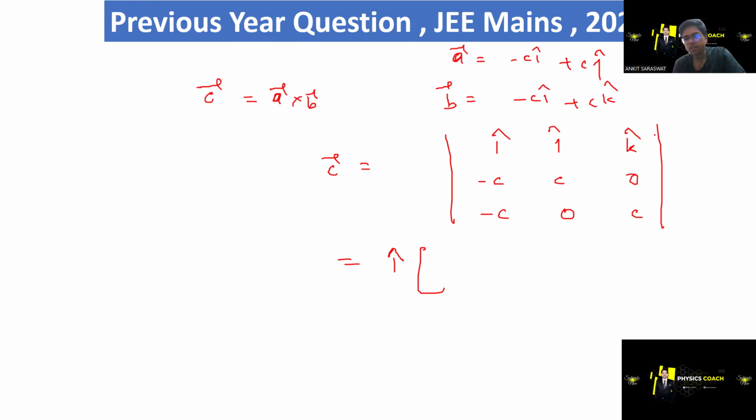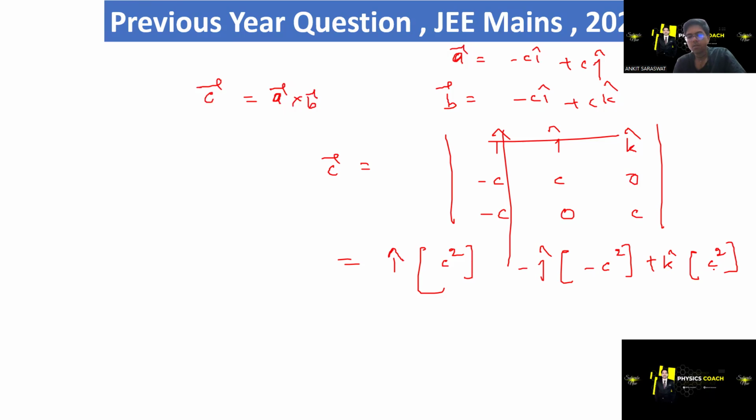What will I write? C square, minus A, plus K vector. I think you know how to solve, that's why I directly solved. See, is there any mistake? Check. There's no mistake. Clear? So we got the C vector. C square we will take common: I vector minus, I vector plus J vector plus K vector.